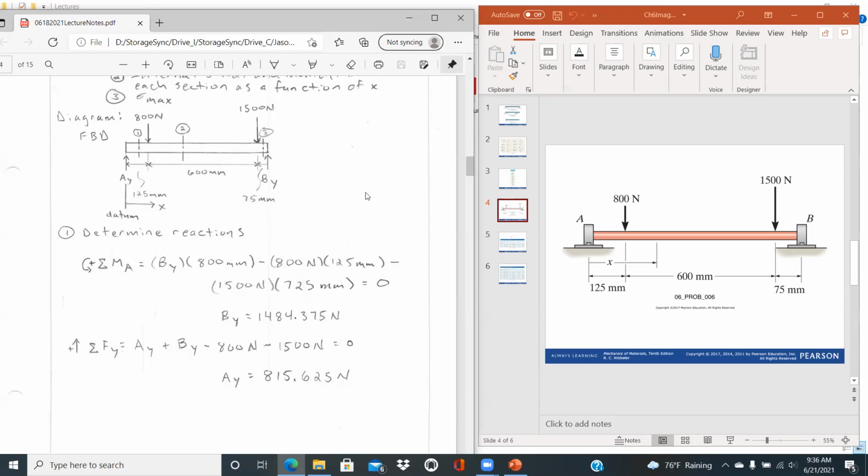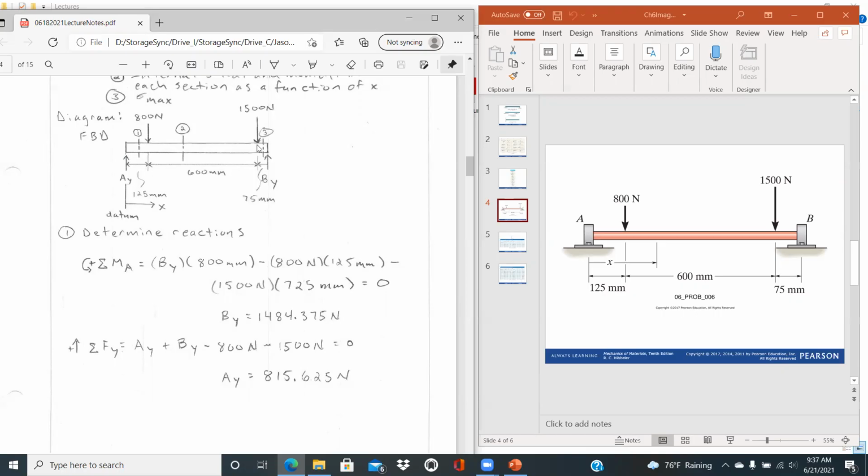And so determining reactions, we have 2 unknowns here. And so remembering back to statics, intro to solid mechanics, if we sum moments about A, that'll be really nice because our force at Ay would not have a moment associated with that. So we'll end up with one equation, one unknown to solve for By. And so summing moments about A, counterclockwise positive, we'd have By times 800 millimeters minus 800 newtons times 125 millimeters minus 1500 newtons times 725 millimeters.